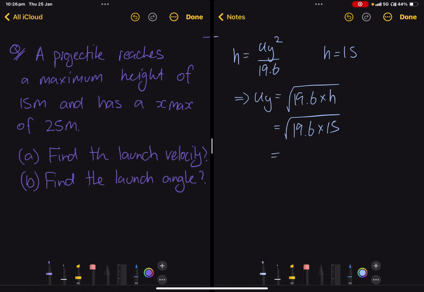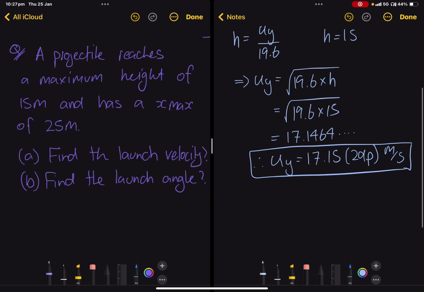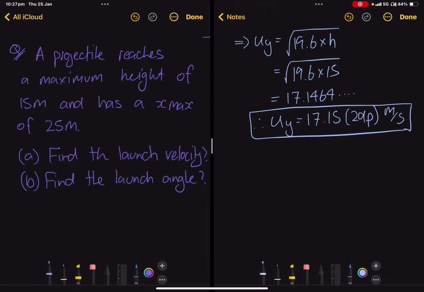If I put this into my calculator, square root 19.6 times 15, that is 17.1464... So we will say the initial velocity in y is equal to 17.15, 2 decimal places, meters per second. Now that we have our initial velocity in y, we can use a range of formulas in order to find the initial velocity in x.